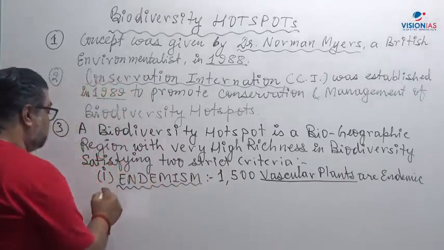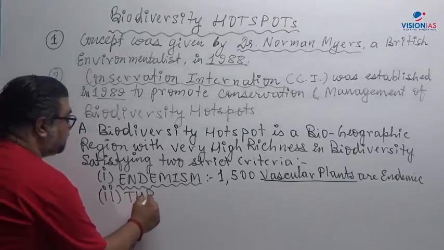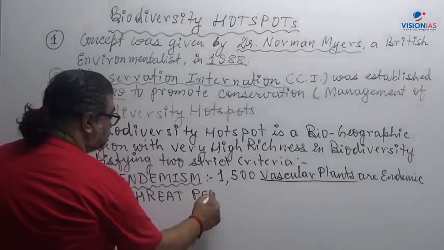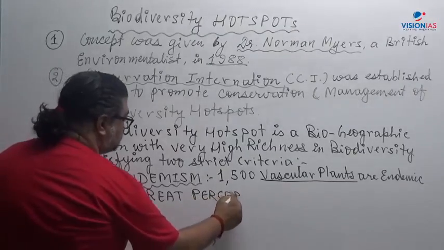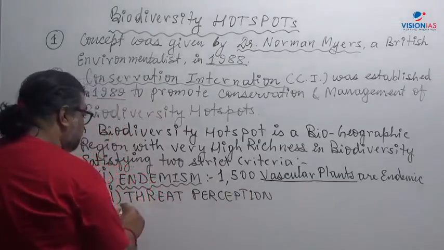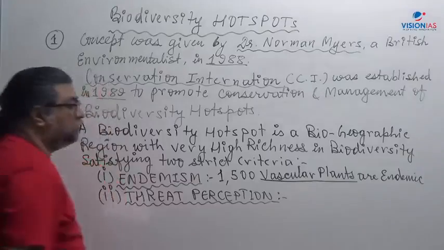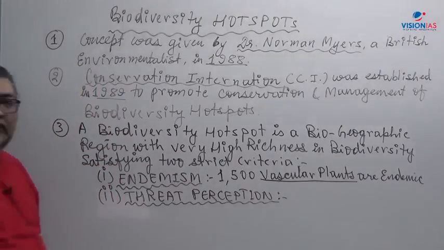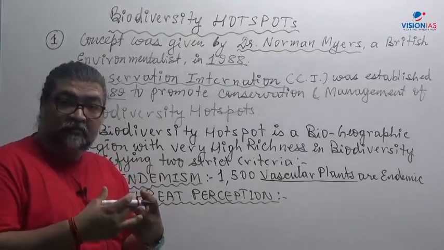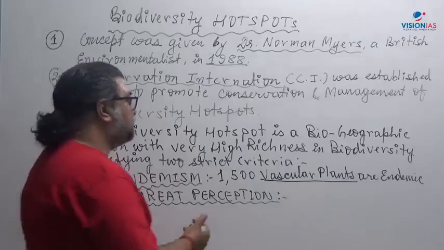The second part in terms of criteria is threat perception. Such an area may also have animals, but the criteria is on the plants. What do you mean by threat perception? Such kinds of hotspots are now threatened because of human development, because of human activities. They are being threatened.